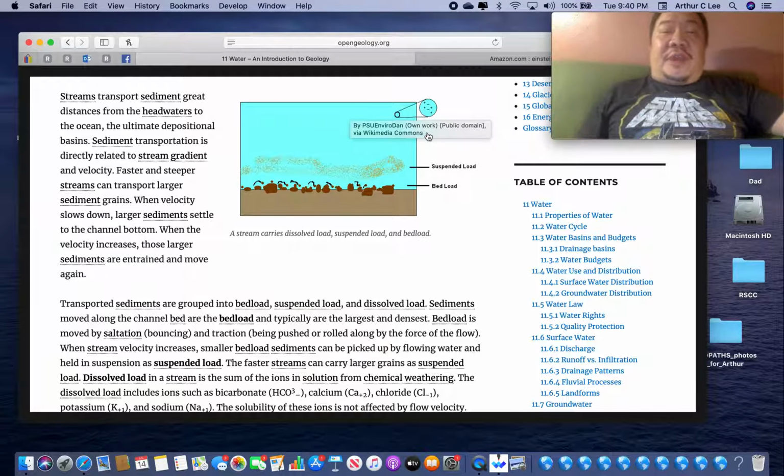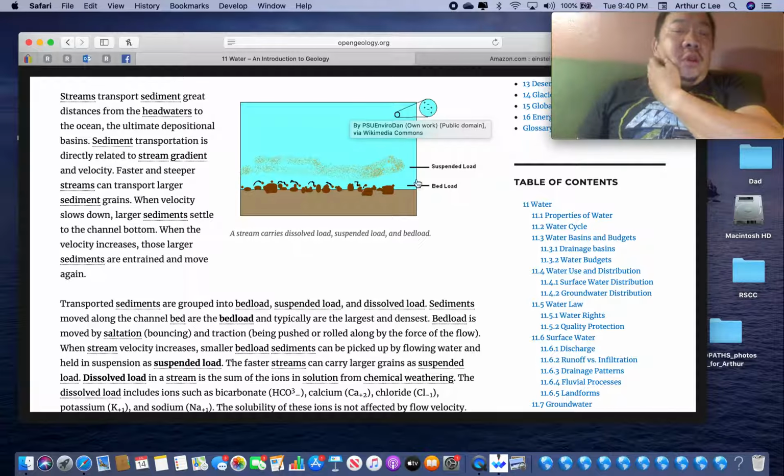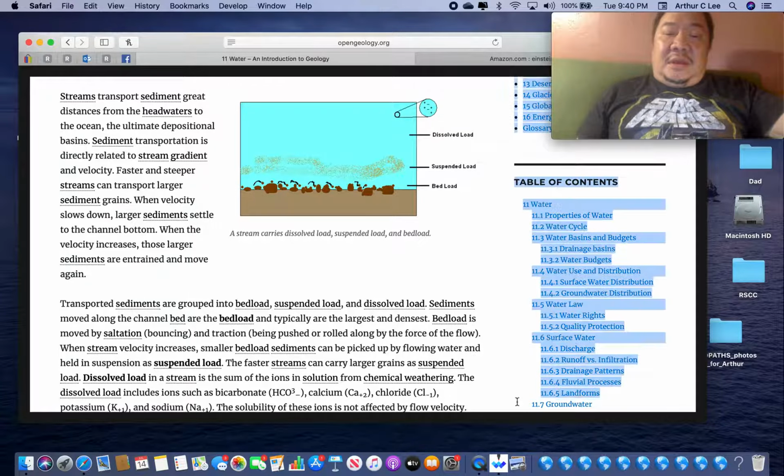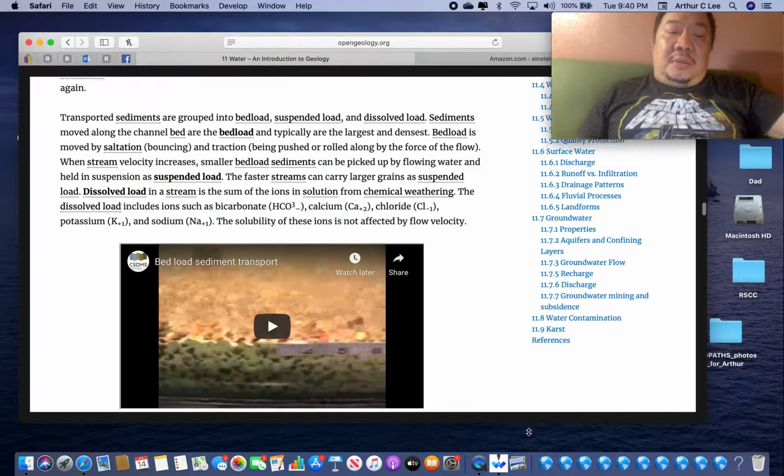These are chemicals that are carried in the water: calcium, sodium, potassium, aluminum, etc. So these are dissolved in the water. These three kinds of load are carried downstream. And where is the load deposited?